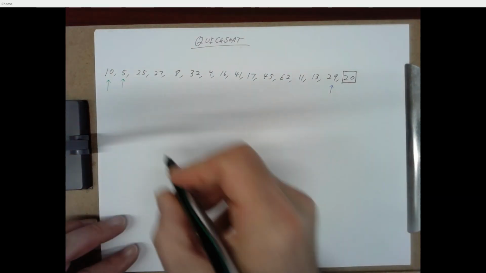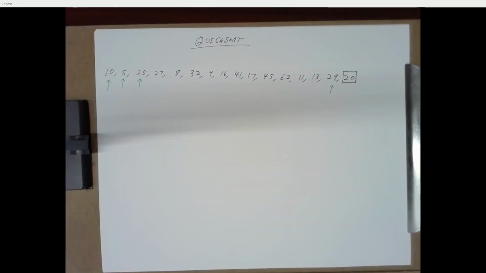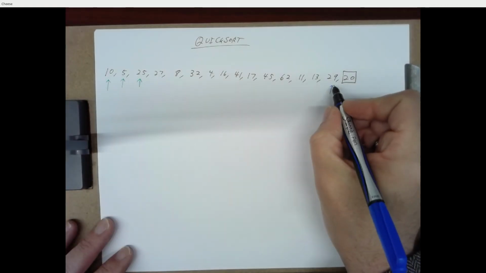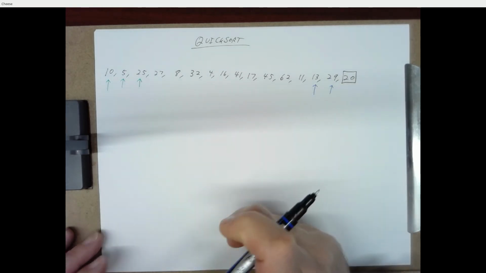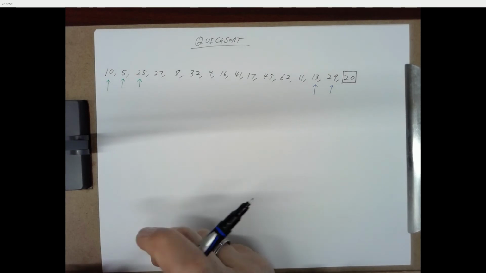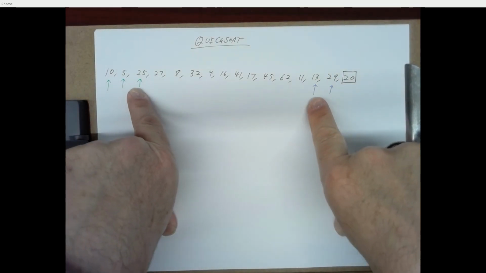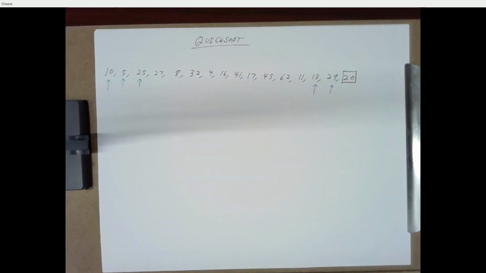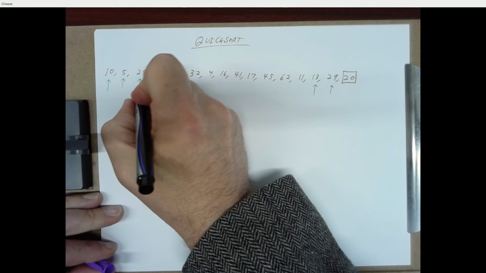5 is smaller than 20, that's okay. We'll move to the next number. 25 is not smaller than 20. That's where we stop. And we switch to the other index. So now we're looking for things that are smaller than 20. 29 is bigger, that's allowed. Come down to 13. 13 is smaller, that's a violation. So we stop. When both arrows have stopped, now we swap what we're pointing to. So we're going to swap these two.